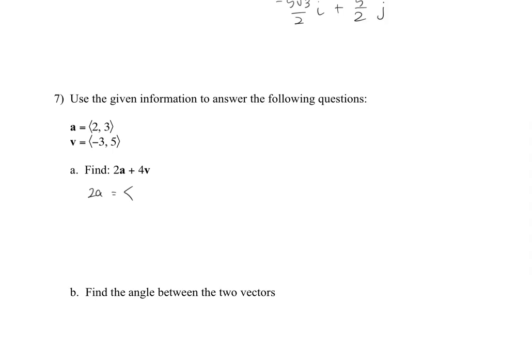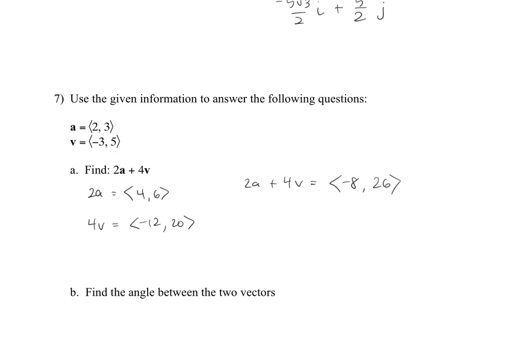So for question 7, we just need to multiply vector A by 2. So that's going to be 4 comma 6. And then vector V by 4 is going to be negative 12 comma 20. So when we add them together, we add the horizontal components together. So that's going to be negative 8. And we add the vertical components together. It's going to be 26.